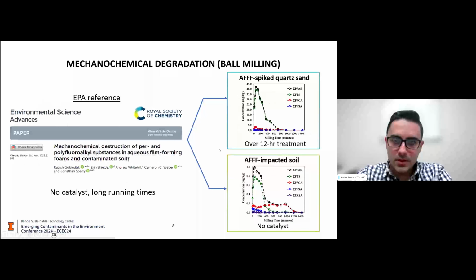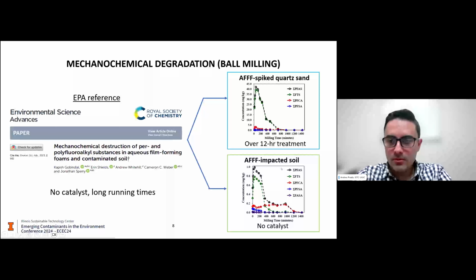Later the EPA, in collaboration with some universities in New Zealand, further tested ball milling. In this case, they used no catalyst, but the consequence is you need to run it for a long time. Previously they demonstrated 4 hours with potassium hydroxide. Now they had to run it for over 12 hours in quartz sand spiked with AFFF.